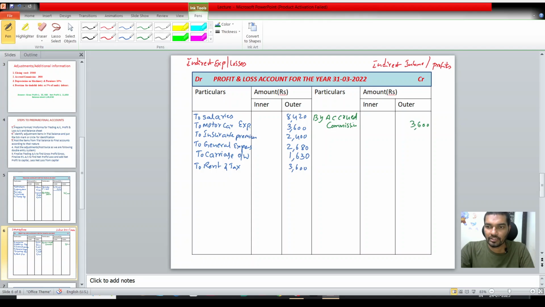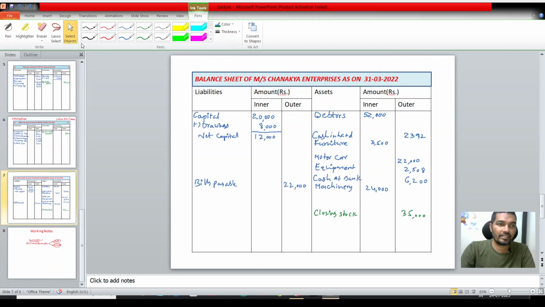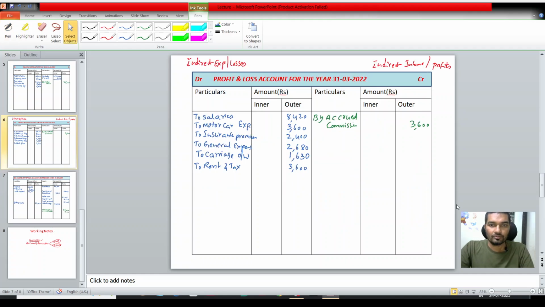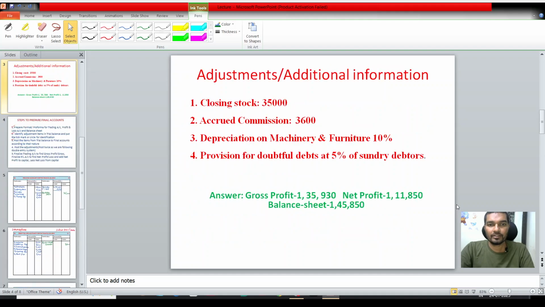First time is over. If commission received is given, we have to show it in the inner column and add to the commission. Here it is 0, so 0 plus accrued commission 3600. Second place, asset side, accrued commission 3600.